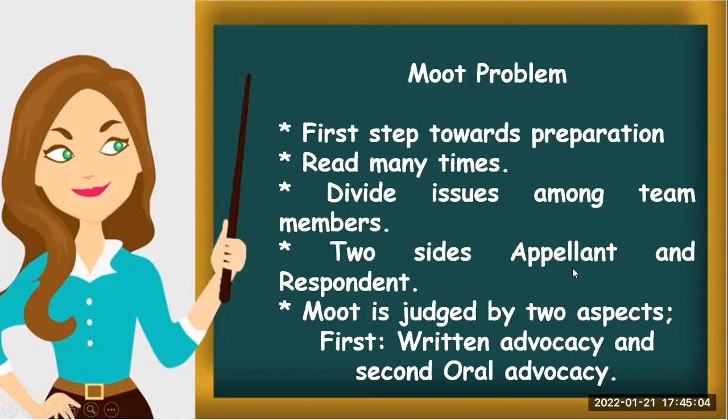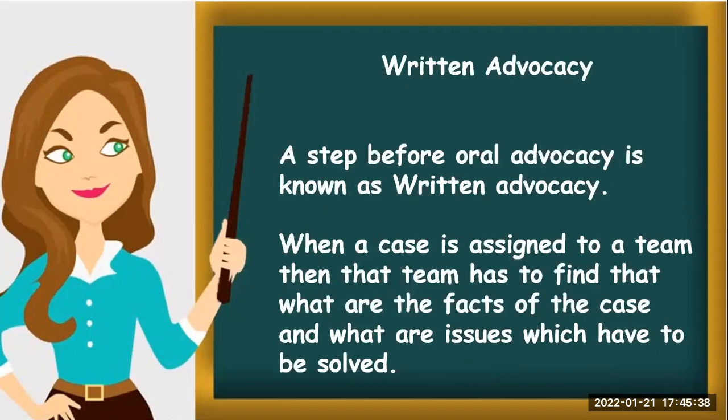There are two sides in a moot problem. First is the appellant and second is the respondent. And then the moot is judged by the judges on two aspects. The first aspect is written advocacy, that is, how the arguments are framed in the memoranda and with which kind of authorities they are put in. The second is oral advocacy, which we will cover in another lecture.